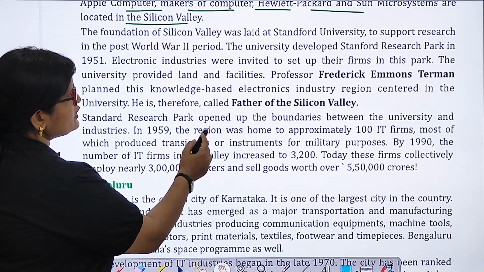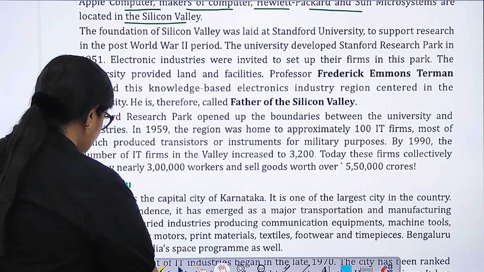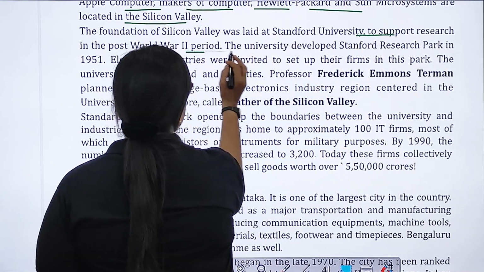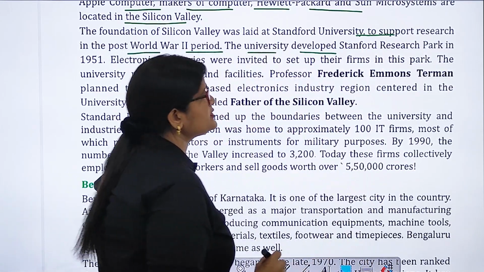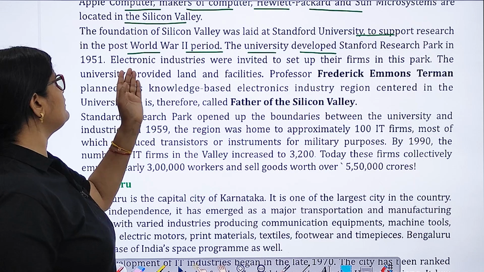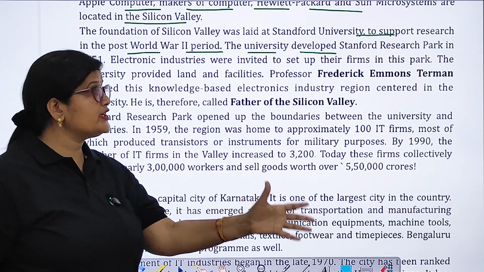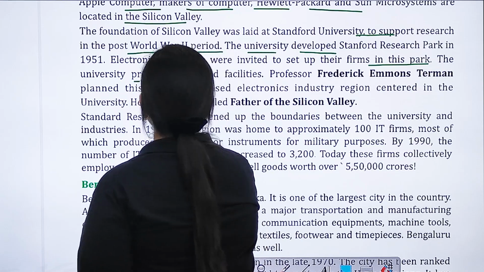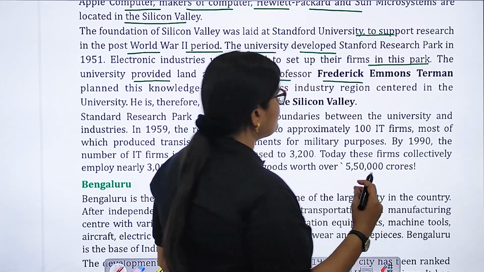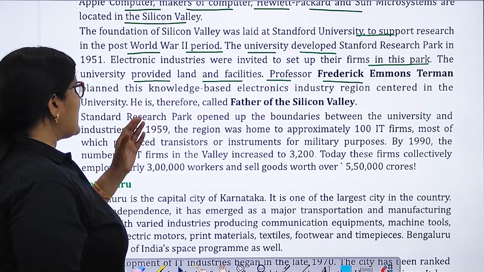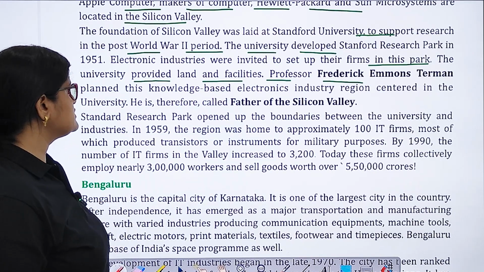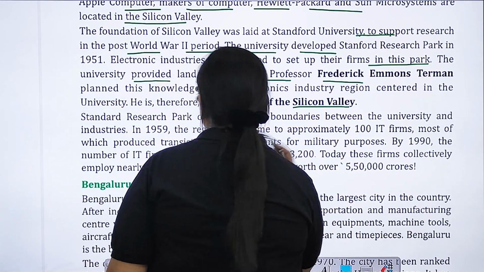The foundation of Silicon Valley was laid at Stanford University to support research in the post-World War II period. The university developed Stanford Research Park in 1951. Electronic industries were invited to set up their firms in this park. The university provided land and facilities. Professor Frederick Emmons Terman planned this knowledge-based electronic industry region centered in the university. He is therefore called the father of Silicon Valley.